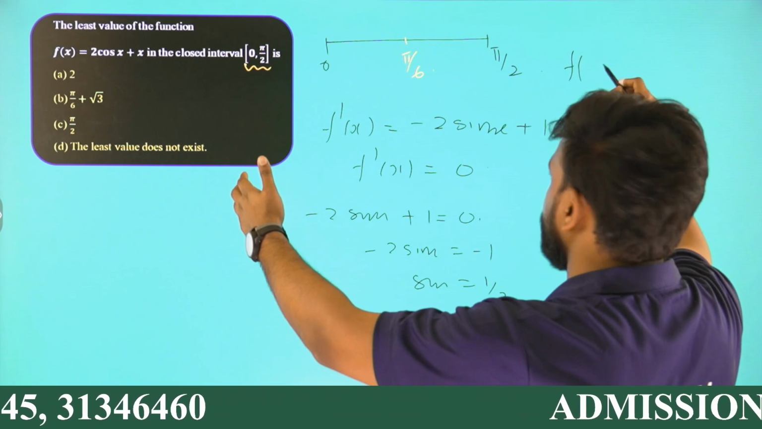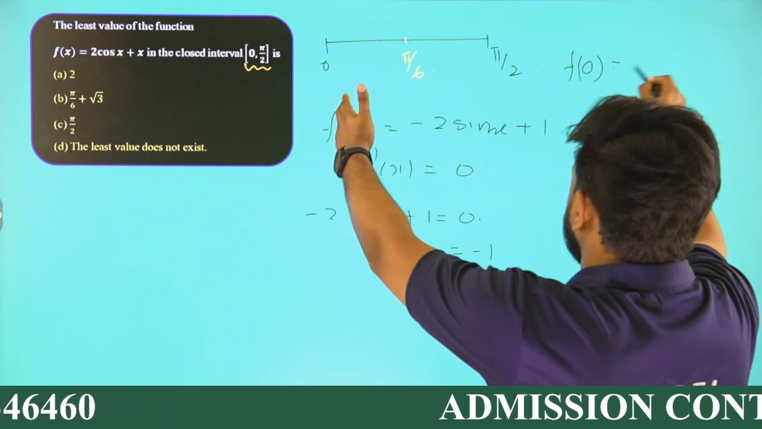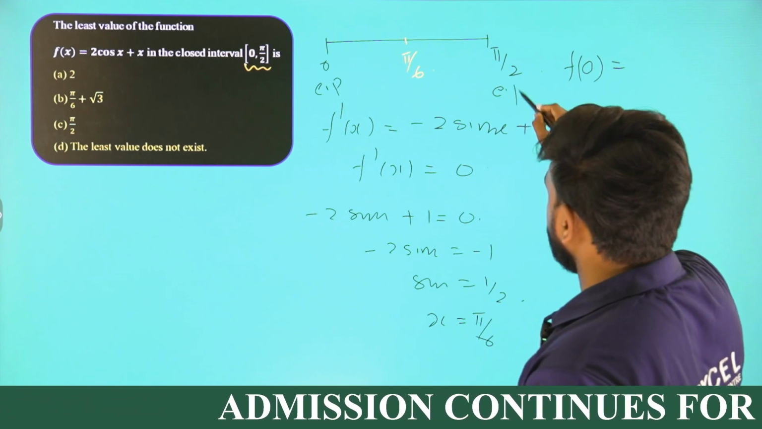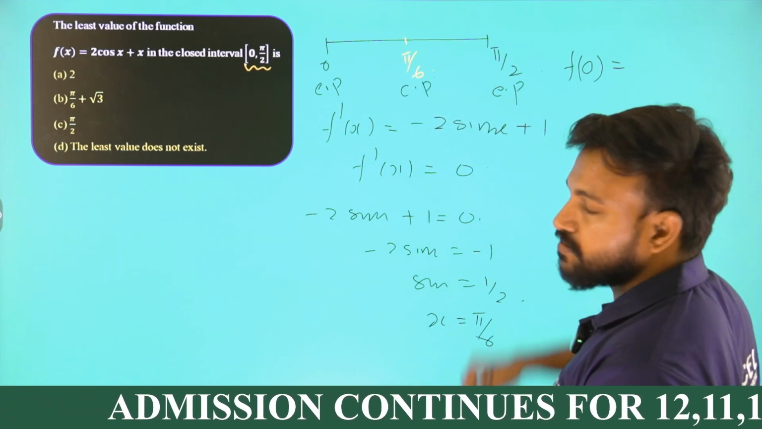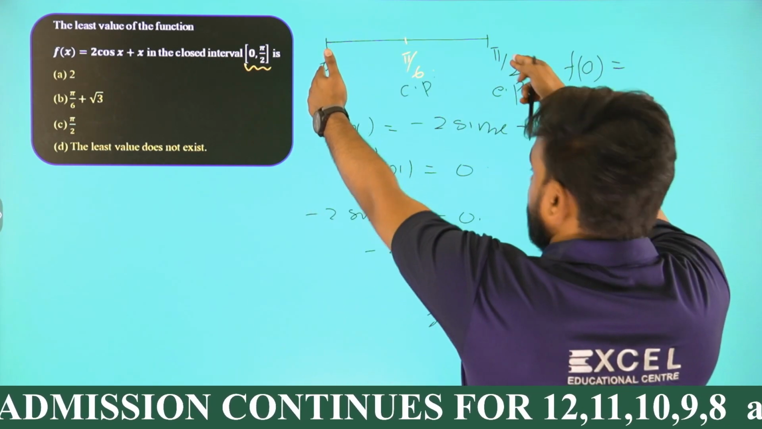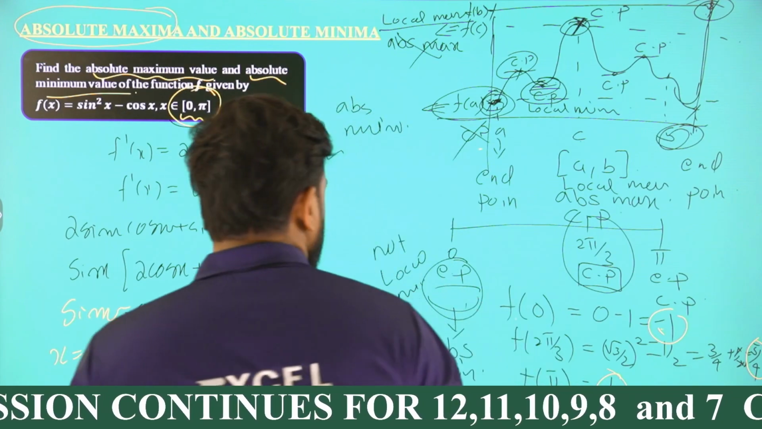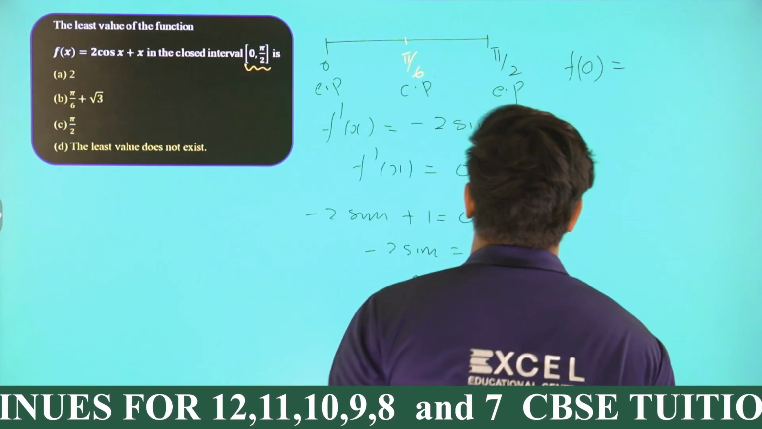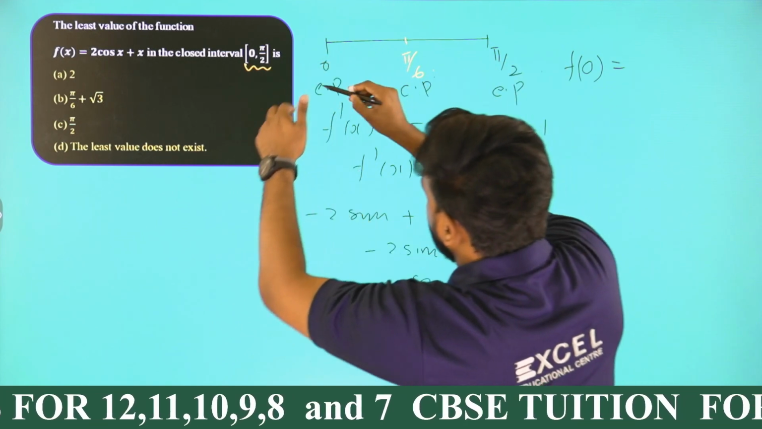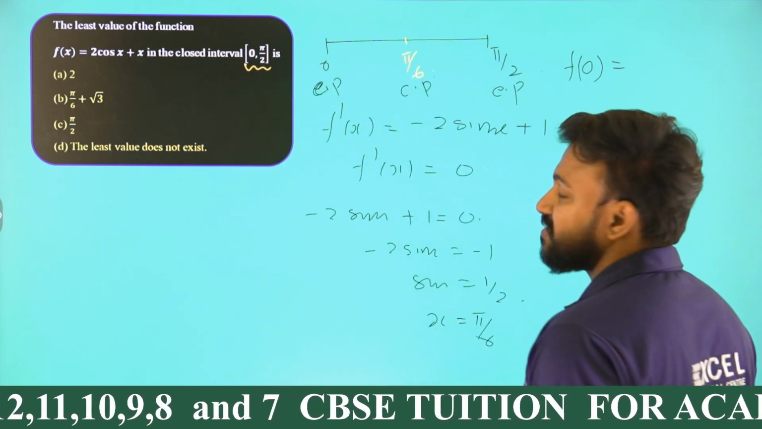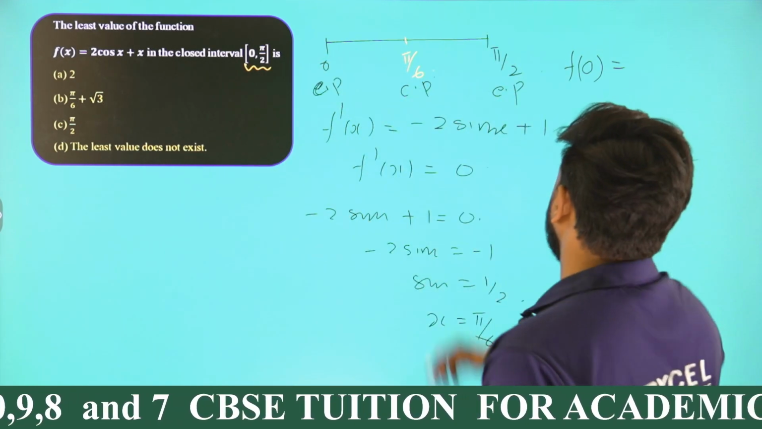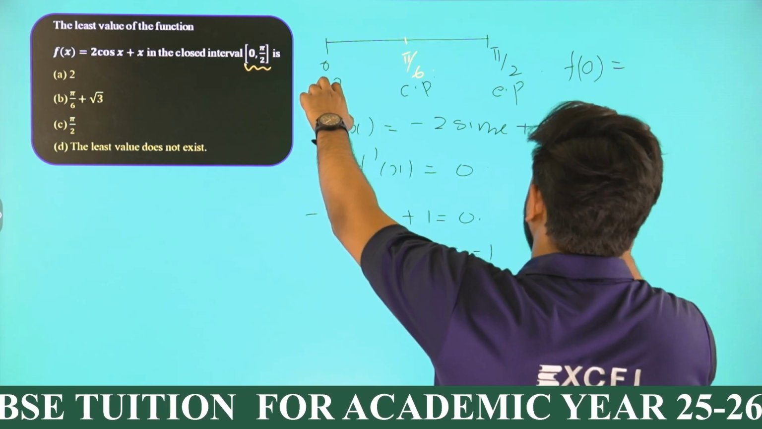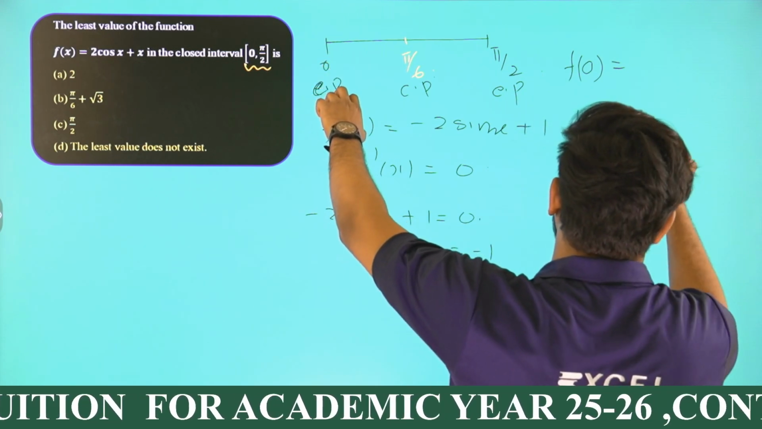F of 0 is the first endpoint. This is just an endpoint. This is just an endpoint. This is the critical point. These are not critical points. In the last question, these endpoints were critical points also. But in this question, both are endpoints only, not critical points. Only one critical point. You're putting in the endpoint, the critical point, and the last endpoint.